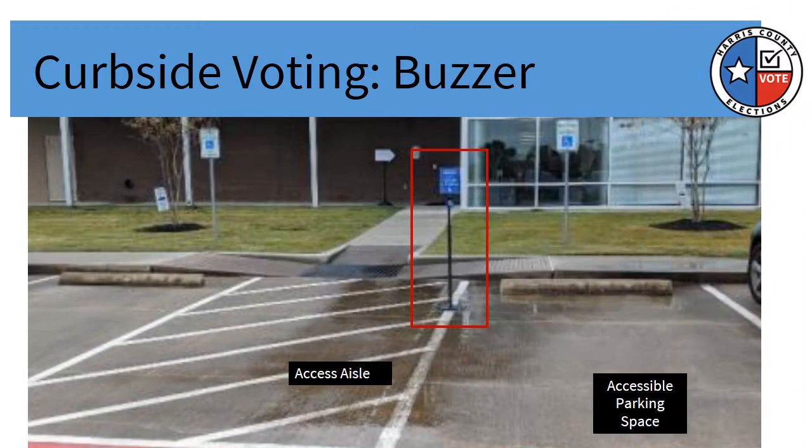So why is this photo not correct? Well, the buzzer is blocking the access aisle. The buzzer is also blocking a person's ability to open their car door. And if a person with a disability parks here, which they have every right to do, then the buzzer is unavailable to voters.